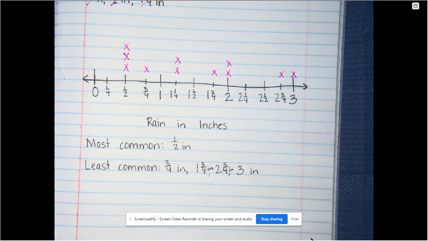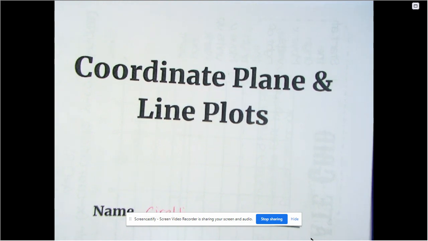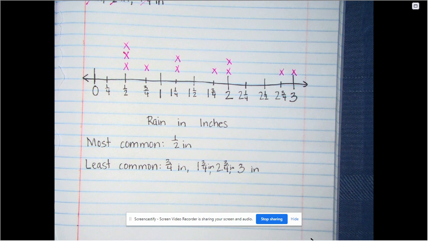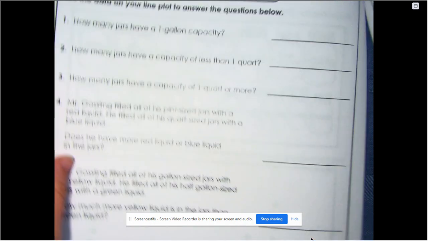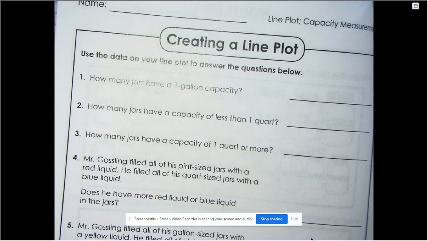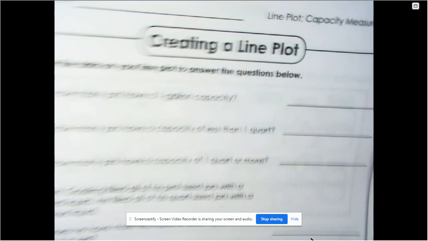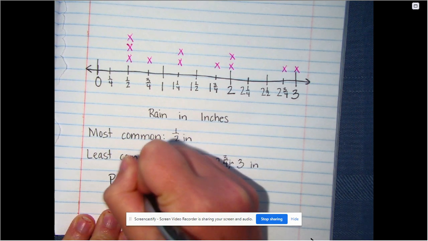So that could tell me that I need to water my garden a little bit because most of the days it rained, it didn't rain very much. So for classwork today, what I'd like you to do is take out your coordinate plane and line plots packet, and you're going to open up to page 6, which will look like this, and page 7, which looks like this. You're going to first create the line plot, and then you're going to answer questions about how many times each measurement comes up in that line plot. So that's going to be work on page 6 and 7.